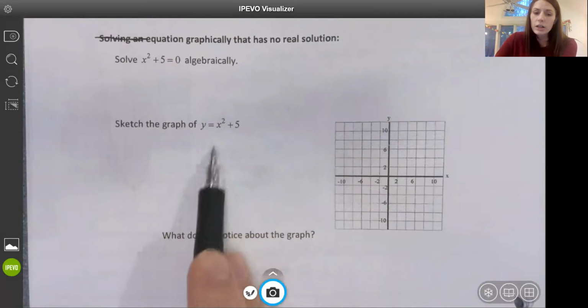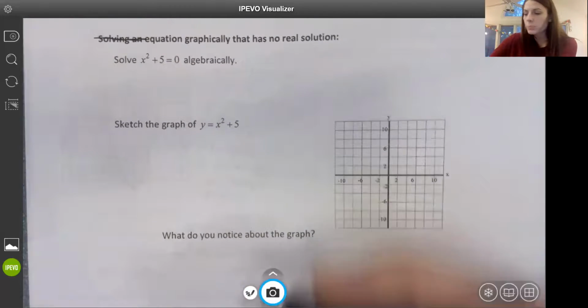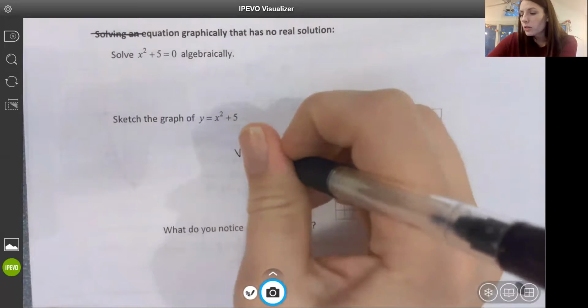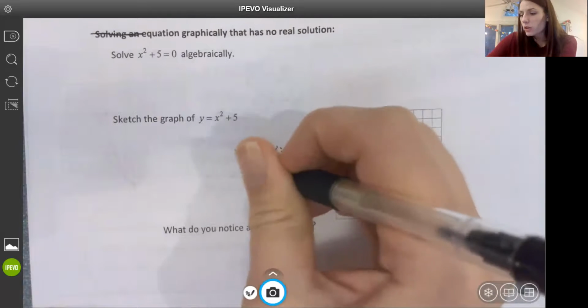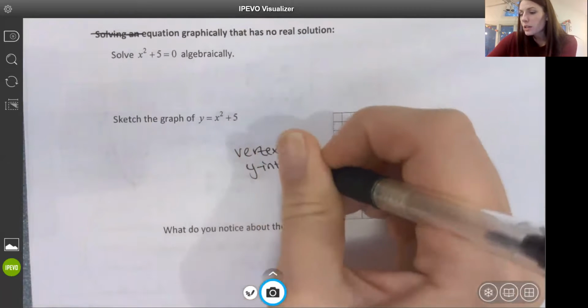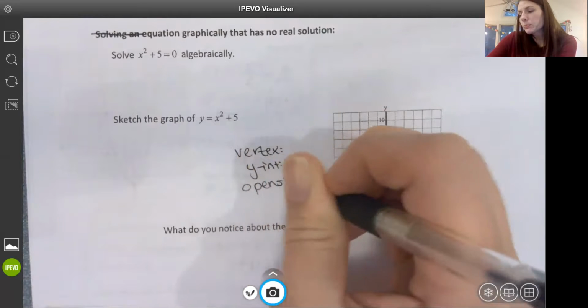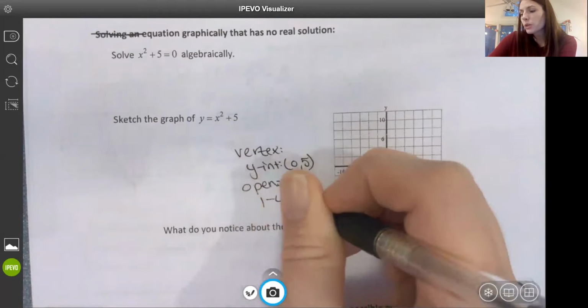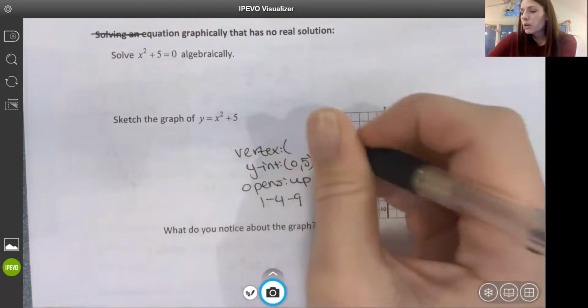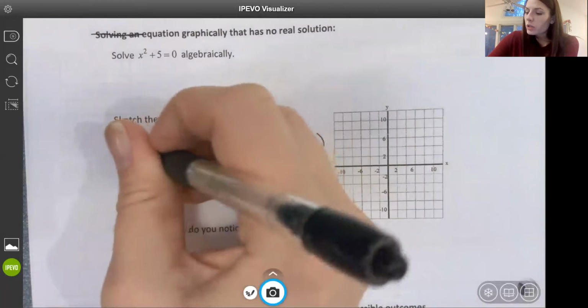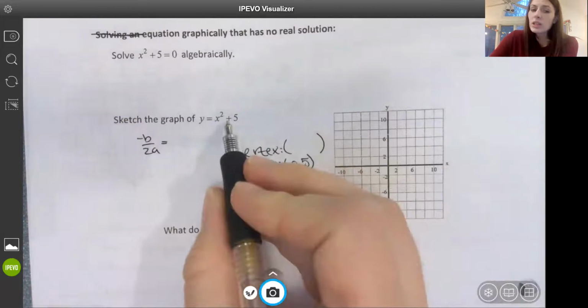Here I have a quadratic in standard form. So I can go ahead and write my descriptions down. I know that my y-intercept is at 0, 5. I know that it opens up and that it'll follow the 1, 4, 9 pattern. And my vertex, negative b over 2a. For this, b is 0.